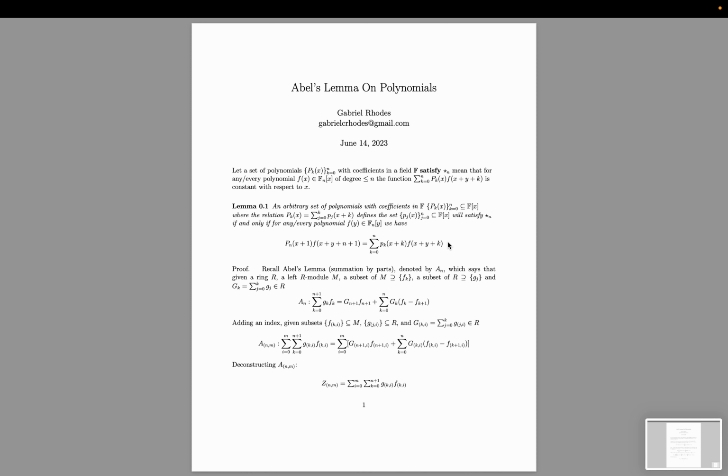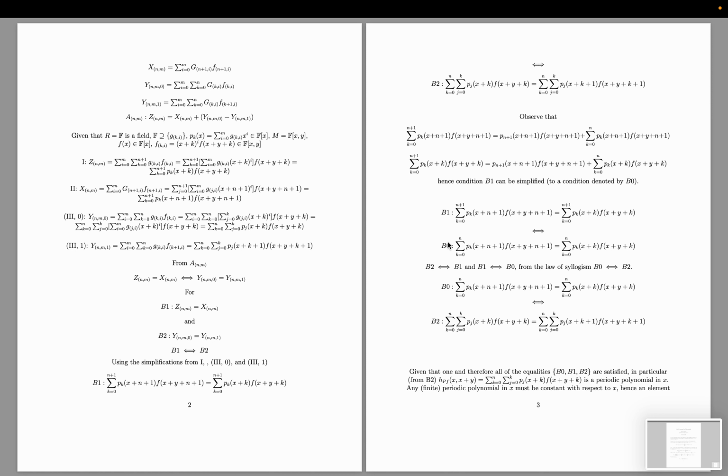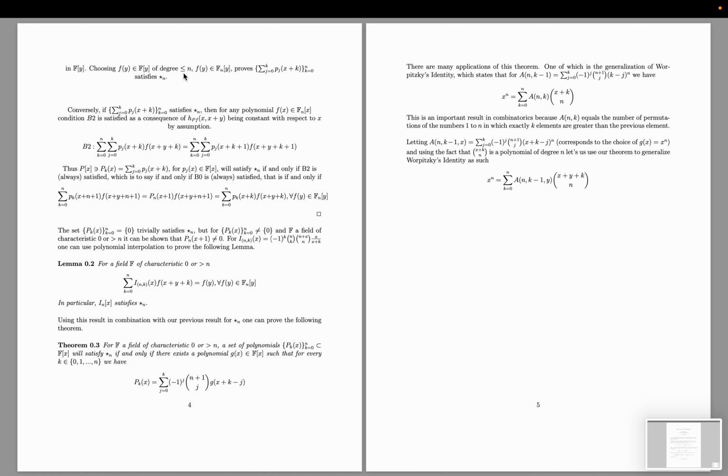We're trying to show that star n is equivalent to B0. But it's helpful to know what B0 is equivalent to. So we observed that it's equivalent to B2. And B2 tells us that we have a periodic polynomial, so it must be constant with respect to x. But being constant with respect to x is what it means to satisfy star n. Okay, so we've succeeded in showing that this satisfies star n. And we're using the little p's here just because that was the notation we were using before. But this set is the set of capital P sub k of x.